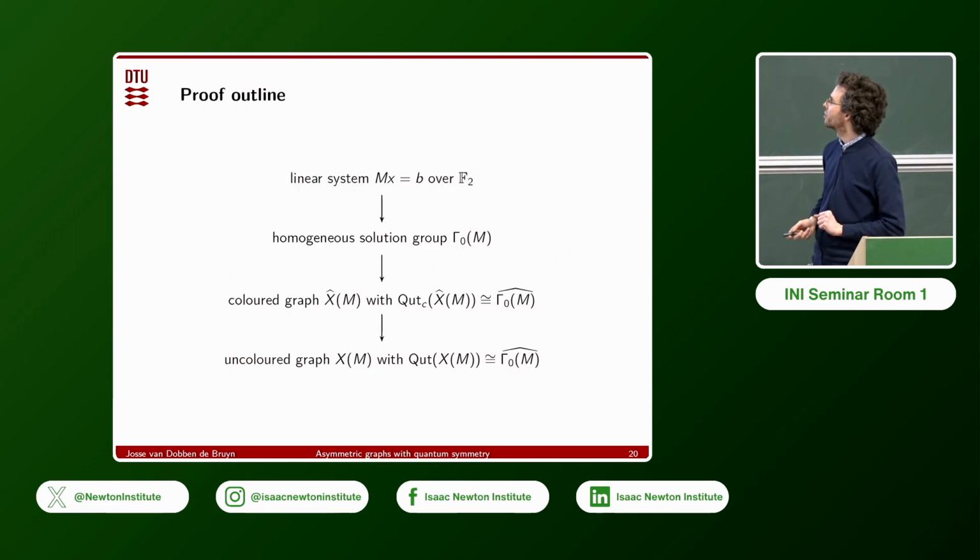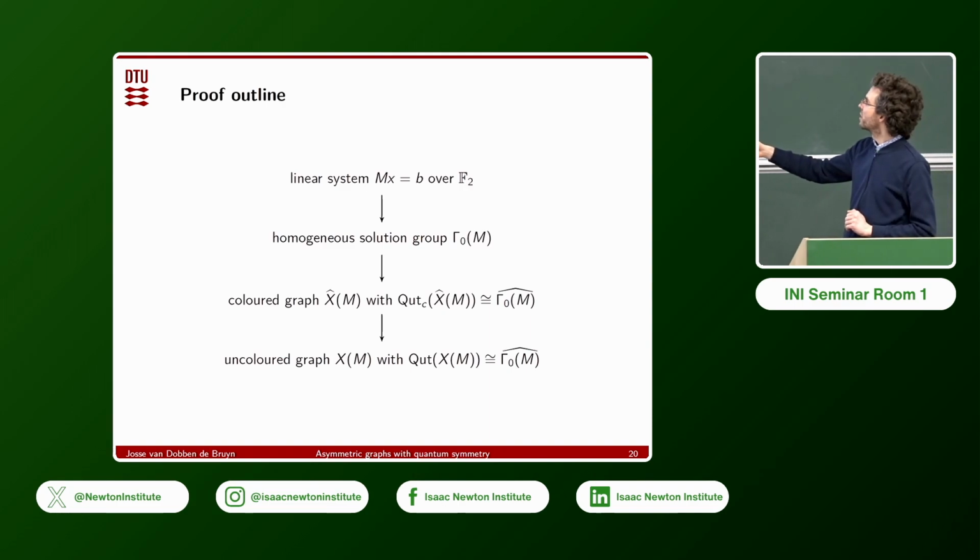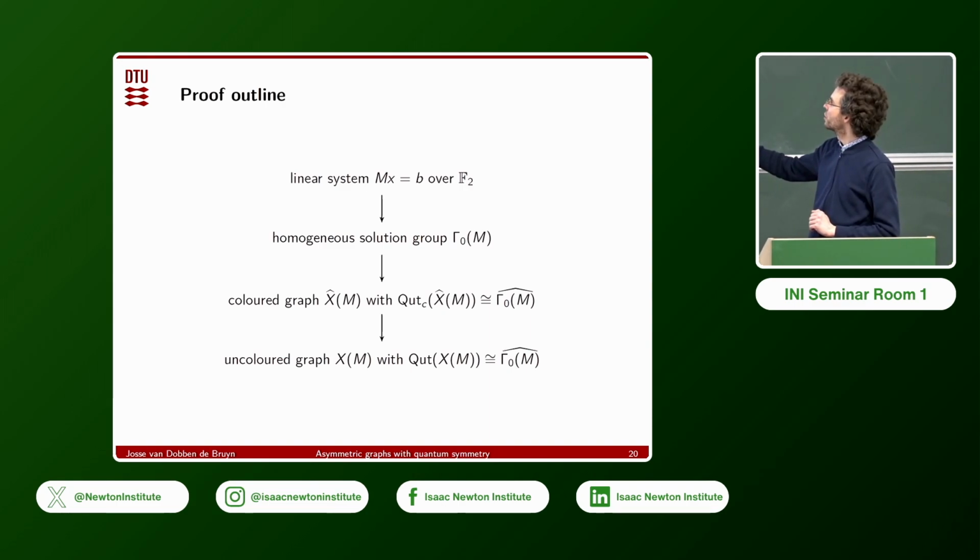Okay, so here is a more detailed outline of the proof. We start with some linear system Mx equals b over F2. From this we study the homogeneous solution group, and I will say in the next slides what all of this means. From there we construct a colored graph where the quantum automorphism group of the graph is isomorphic to the dual of this solution group. And finally we do something so that we can remove the colors and end up with an uncolored graph with the same property.